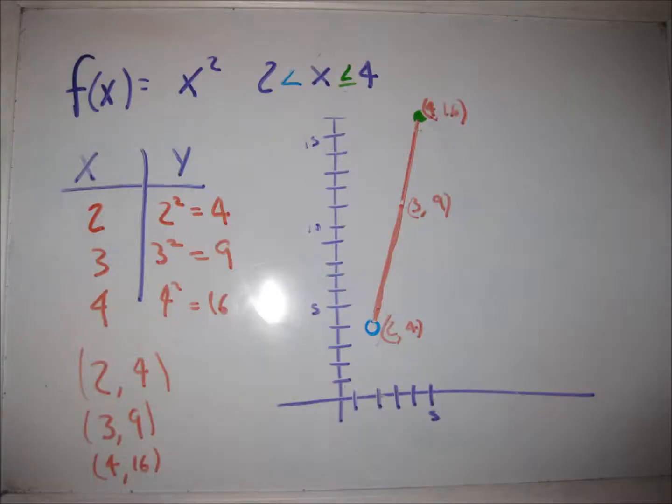Now let's graph it. Graph the points. Make an open dot for the point (2, 4) and a closed dot for the point (4, 16). Connect the points. Now, that wasn't really a piecewise function, it was only one piece of it. A piecewise function has multiple functions within it.